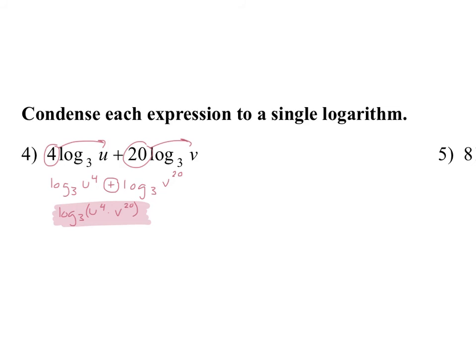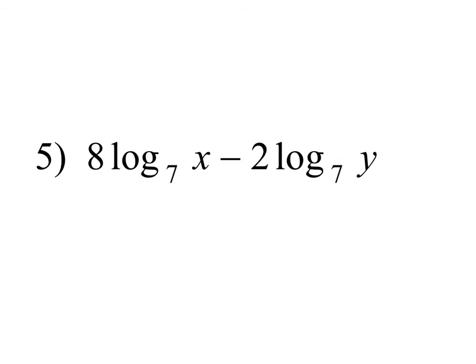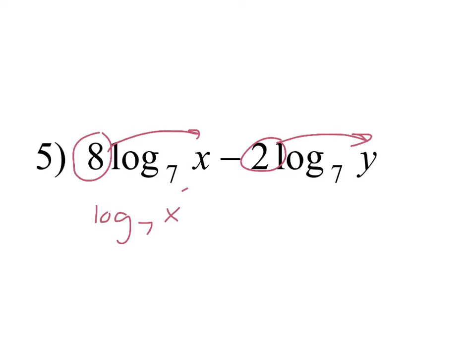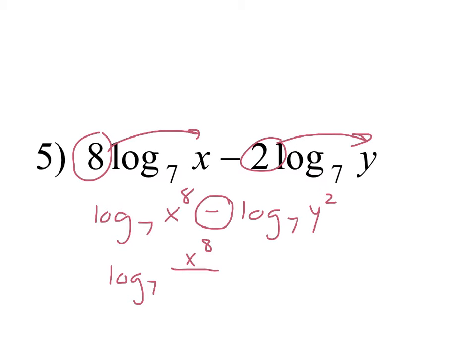Alright, let's go to number 5. So again, we do the same thing. We take the number out front and bring it to the top. So we have log base 7 of x raised to the power of 8 minus log base 7 of y raised to the power of 2. And now, since we're subtracting them, we know subtraction goes with division. So we're going to make it into 1 log base 7. The first one goes on top, so x to the power of 8 divided by y to the power of 2.